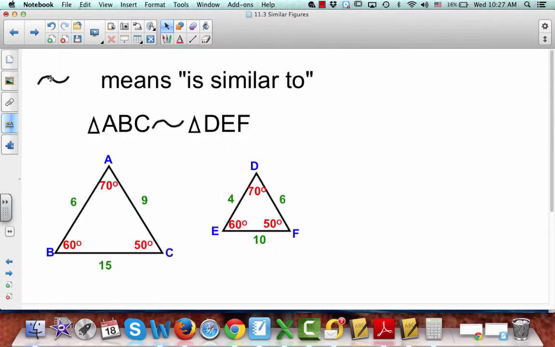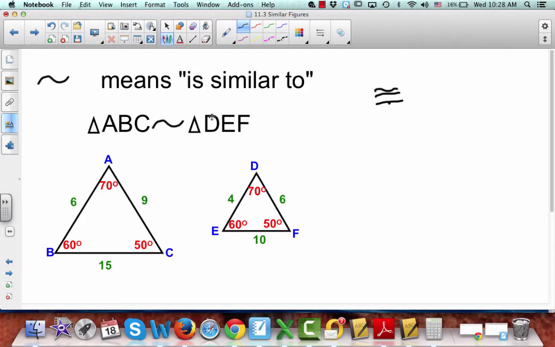By the way, this means is similar to. Remember, is congruent to was an equal sign with this on top of it. Okay? Well, without the equal sign, it means it's similar to. So this reads triangle ABC is similar to triangle DEF.